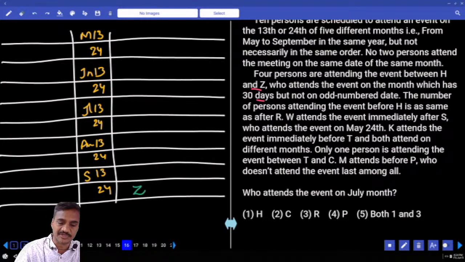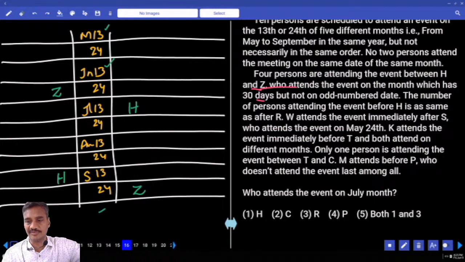And there are 4 persons between H and Z, 1, 2, 3, 4, and H will be here. That is one such possibility. And what is the other possibility we have? Z can be on June 13, 24. And there are 4 persons, 1, 2, 3, 4. Now Z is on 24th of June, and there are 4 persons, H will be here. There are 2 possibilities. It must be May, June, July, August, September. June has 30 days, and again September has 30 days. Now this Z is in a 30-day month, but on an even number date.